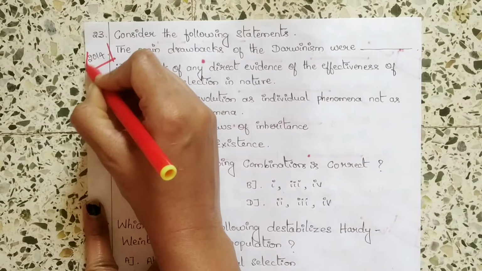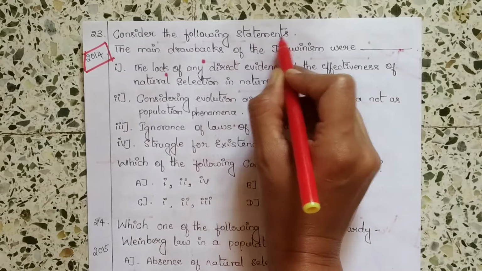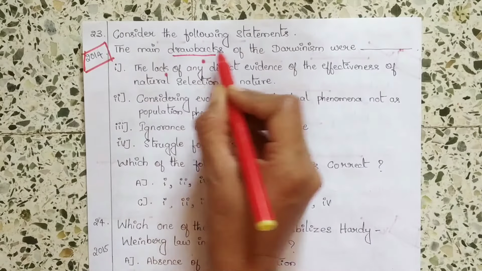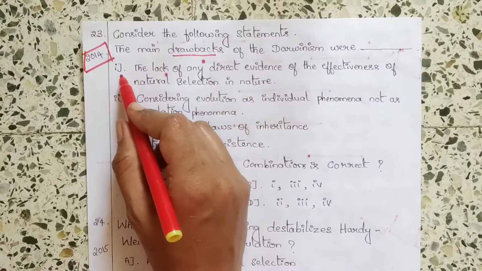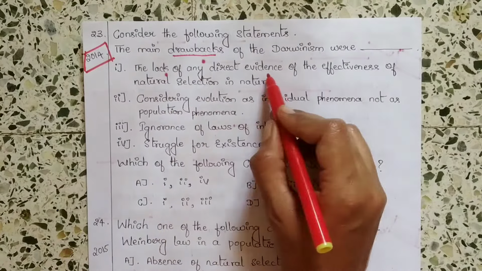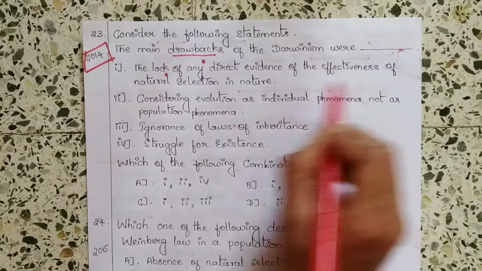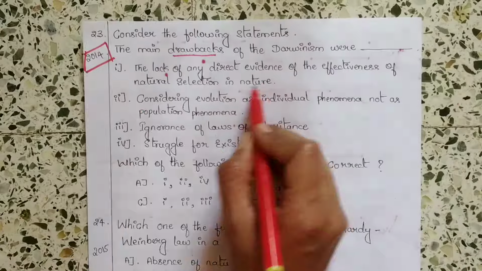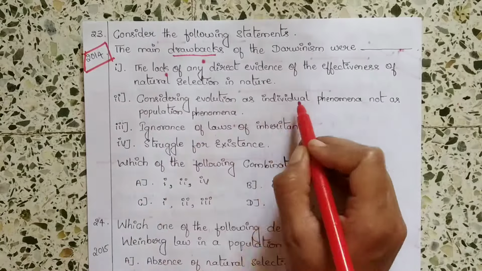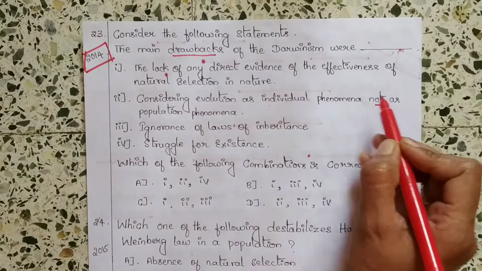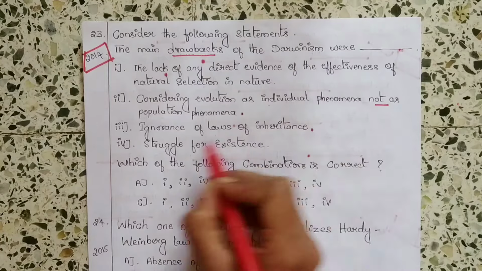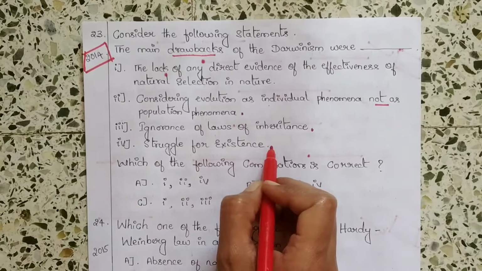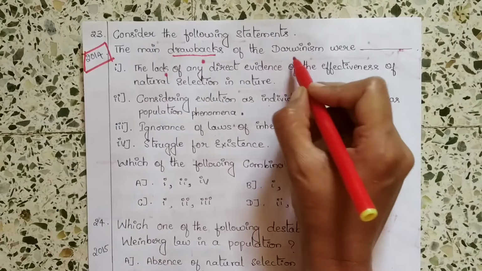The 23rd, which was asked in the year 2014. Consider the following statements. The main drawbacks of Darwinism were: one, the lack of any direct evidence of the effectiveness of natural selection in nature. Second, considering evolution as an individual phenomenon, not as a population phenomenon. Third, ignorance of laws of inheritance. Fourth, struggle for existence. So they are asking the main drawbacks of Darwinism.